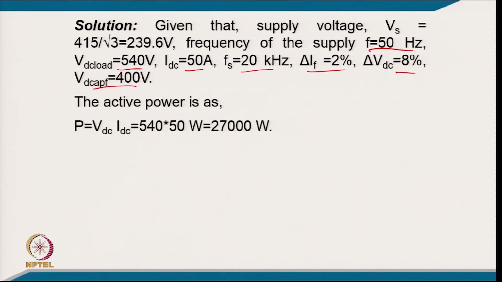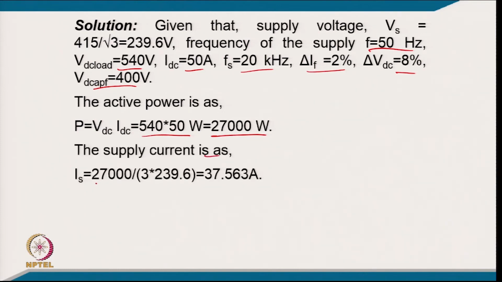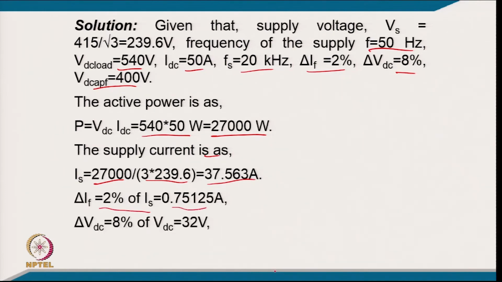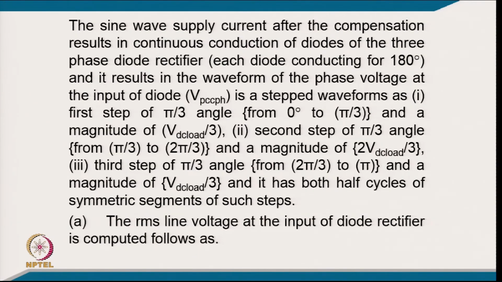So, the active power on the load side we can calculate, which is 540 volt times 50 ampere. It comes to 27,000 watt or 27 kilowatt, and the supply current we can find from this active power divided by 3 times the phase voltage, 239.6, because the power factor is unity. So, the current comes to 37.563 ampere, and the filter ripple current is 2% of it, so it is 0.75125 ampere. The DC link voltage deviation permitted during dynamics is 8%, so it comes to 32 volt. The nominal DC link voltage at the series active filter DC link is 400 volt, so the minimum will be 368 volt, from which we have to find the turns ratio.